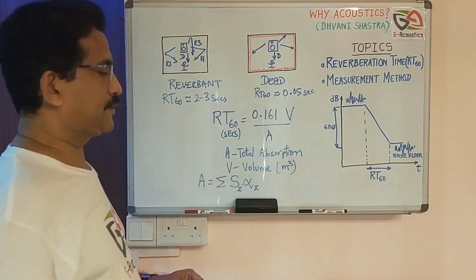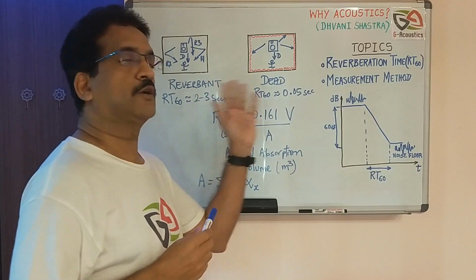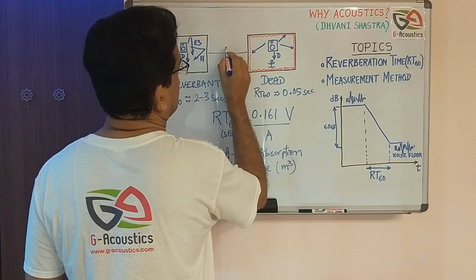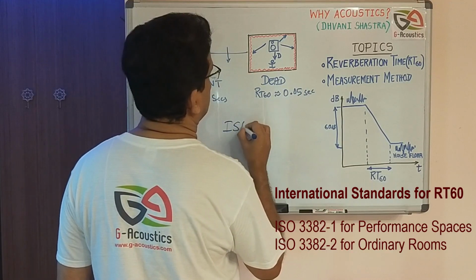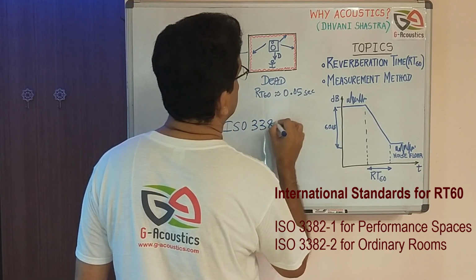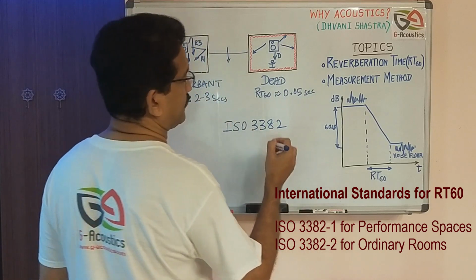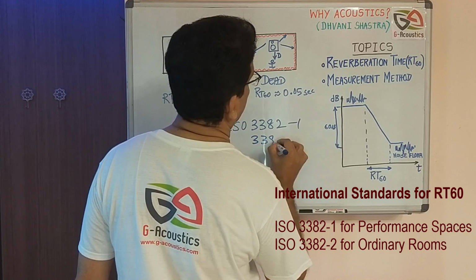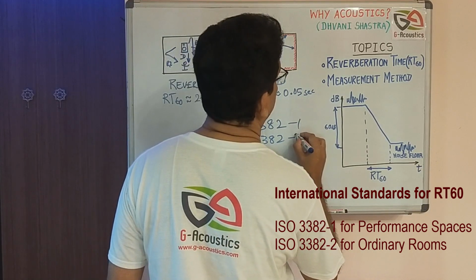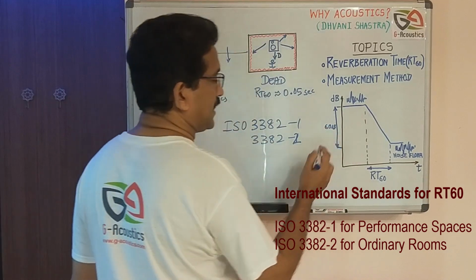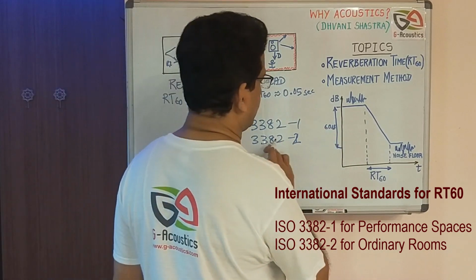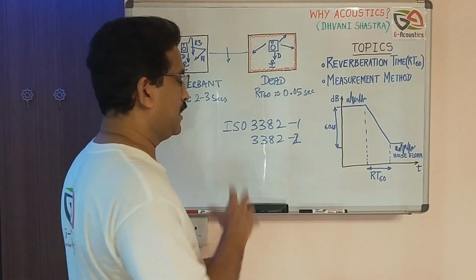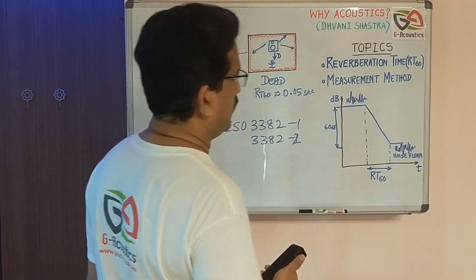These are the two extremes, and both are not desirable. The ideal is somewhere in between. The international standard that is followed is ISO 3382. There is 3382-1, which is the standard for performance spaces, and 3382-2 is for ordinary rooms. These are the standards for RT60 measurement.